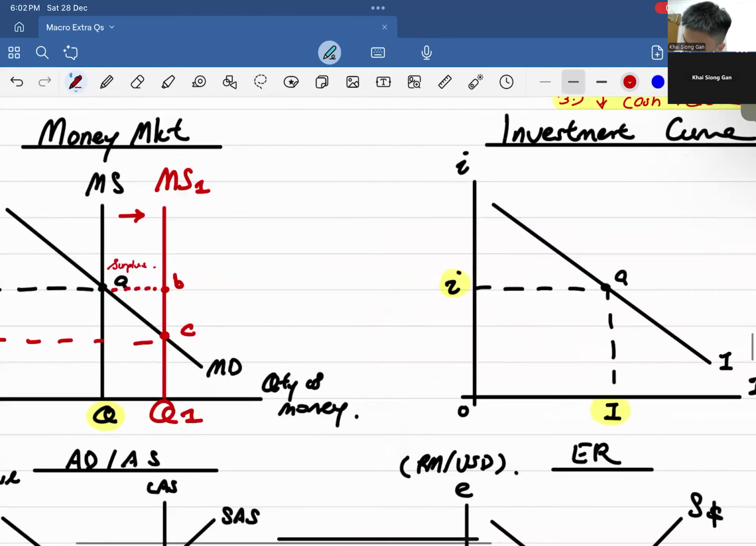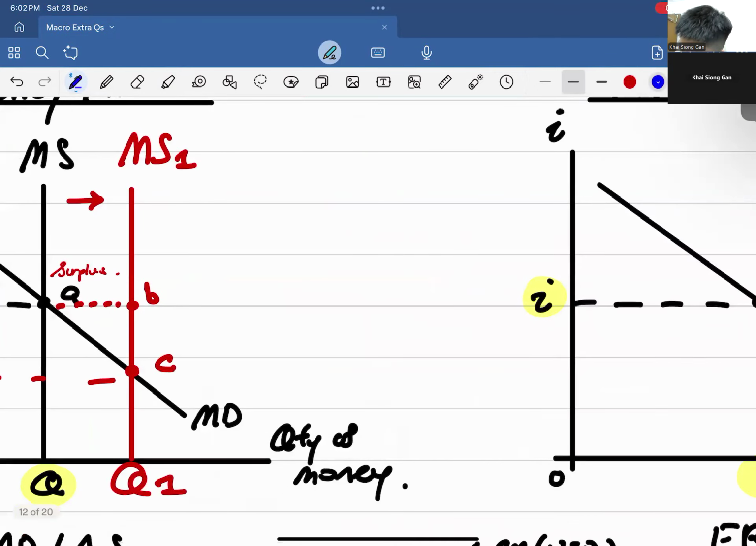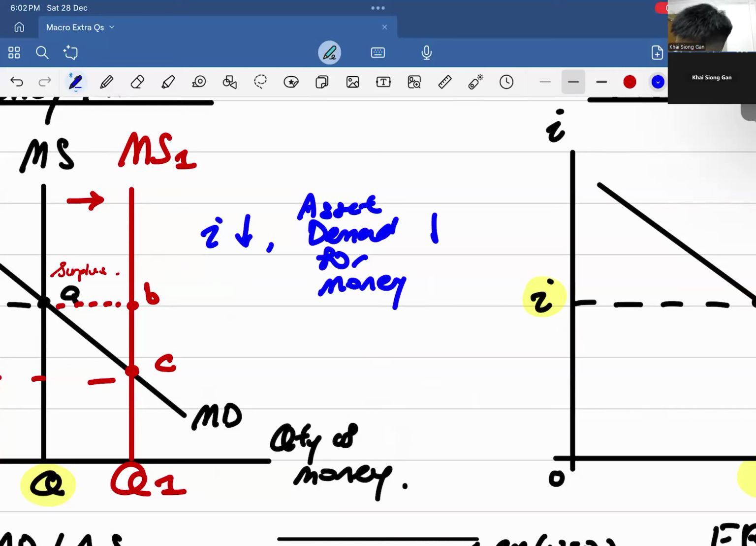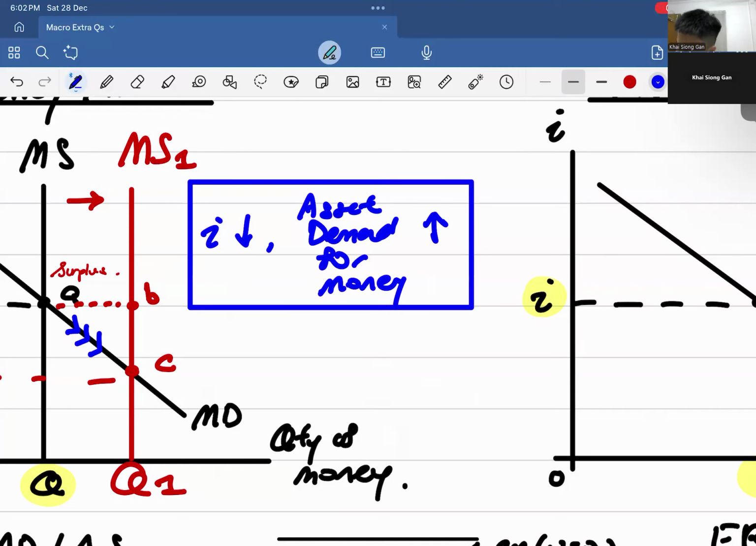Okay, now my interest rate is lower already. What happened to the asset demand for money when the interest rate falls? It will go up, right? This is to explain the movement along the money demand curve. When the interest rate falls, asset demand for money goes up.